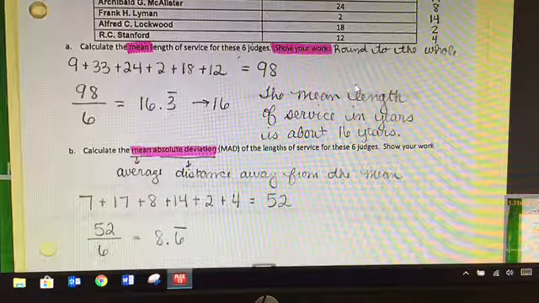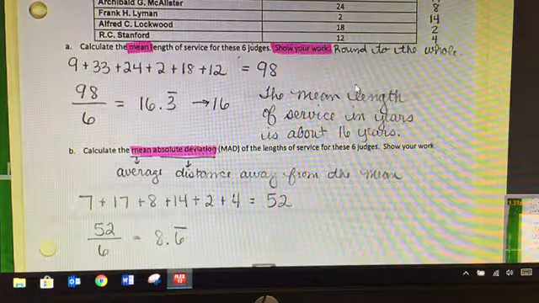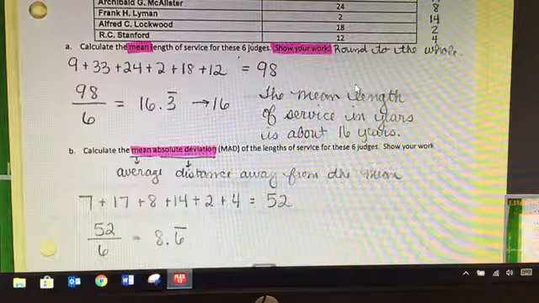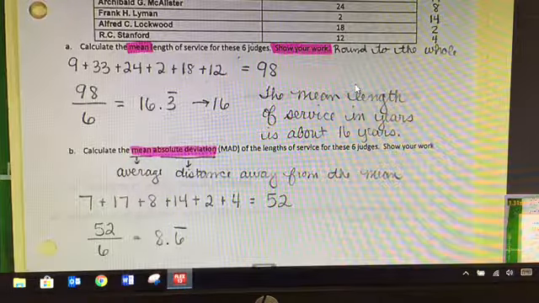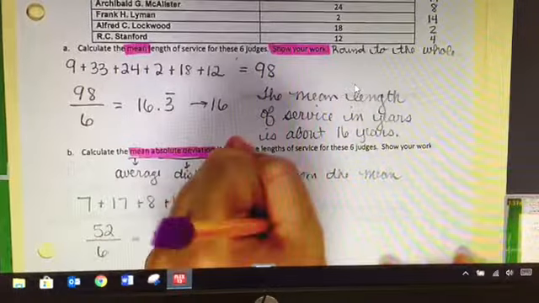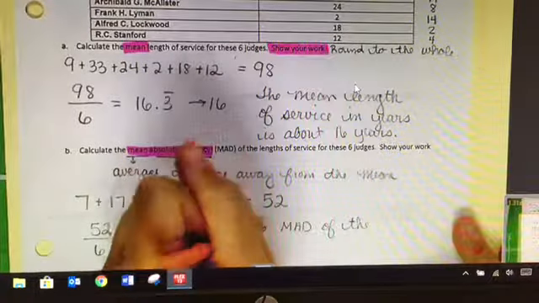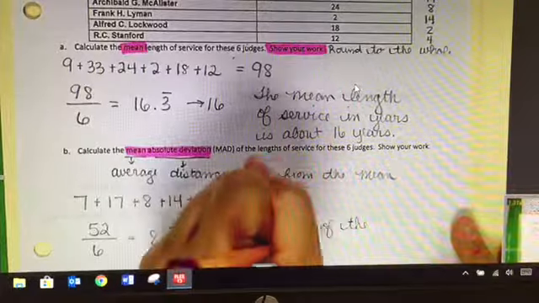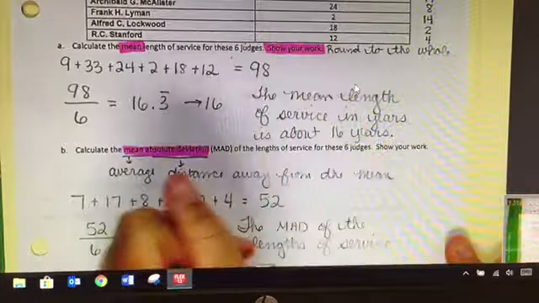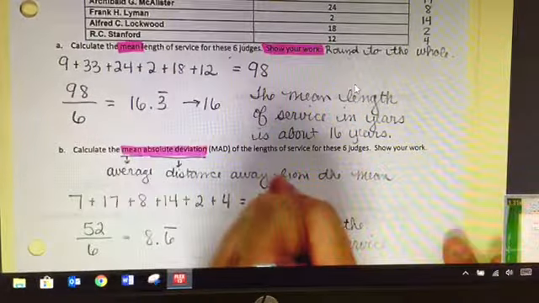Could you have 8 66/100ths and the repeater line over the 66/100ths? Yes. Could you have 8 66/100ths and the repeater line only over the hundreds? You can. There's lots of ways to write that. But make sure you have that repeater line. So the MAD of the lengths of service is 8 6/10 with the repeater line years.